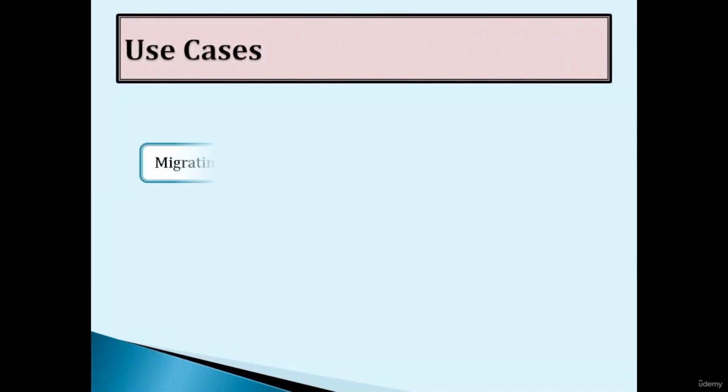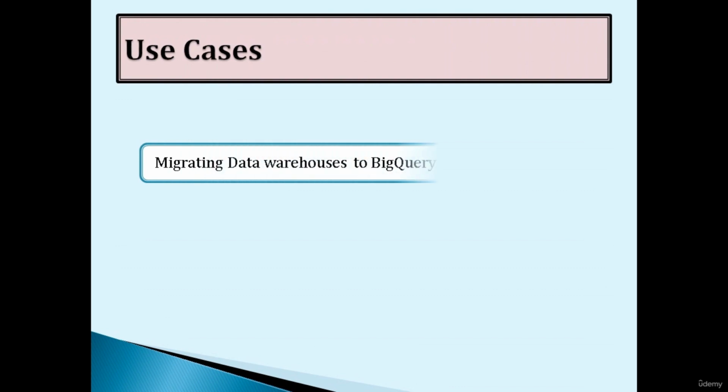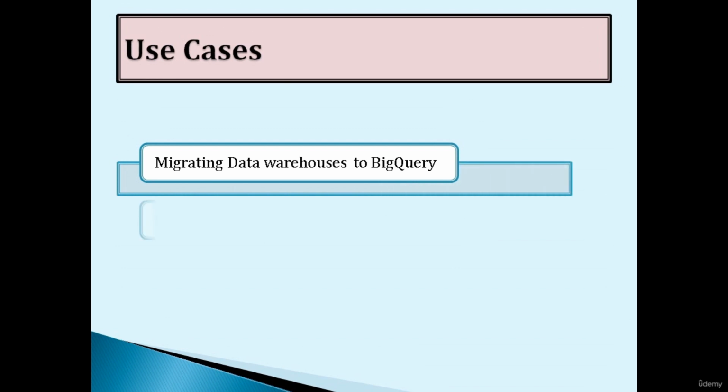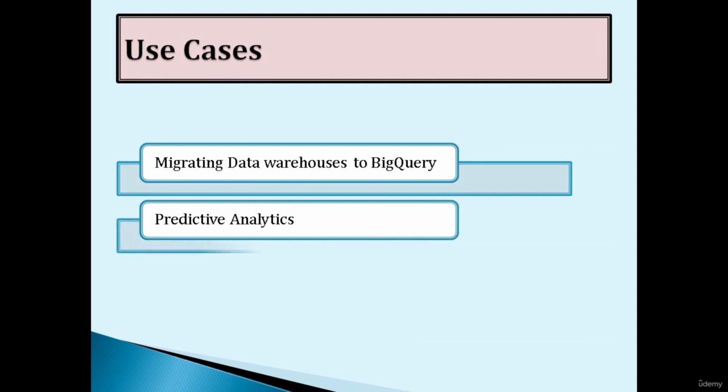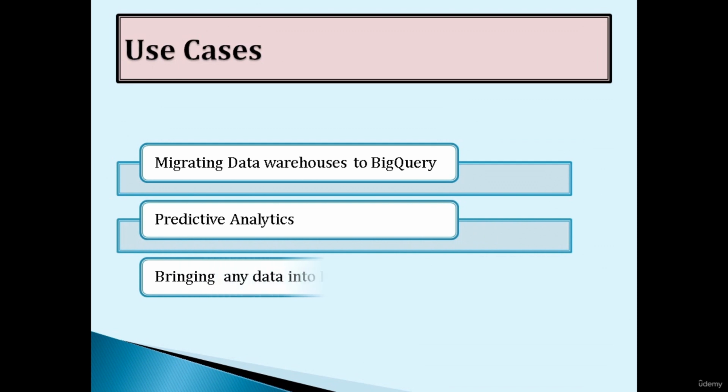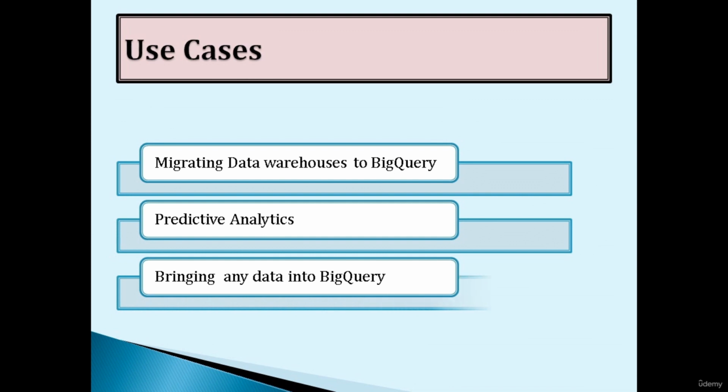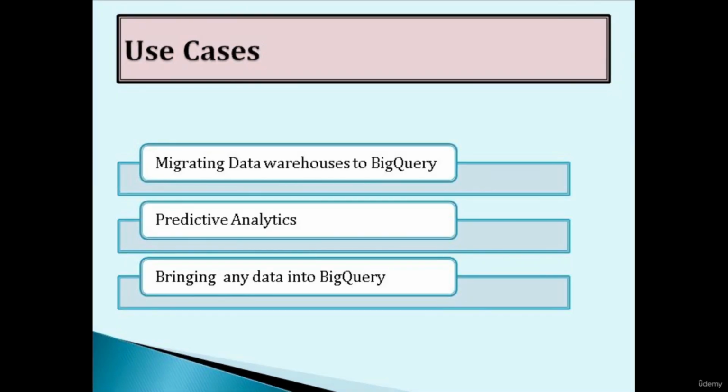Let's now understand some of the use cases for BigQuery. The first one is migrating data warehouses to BigQuery. You can solve for today's analytics demands and seamlessly scale your business by moving to Google Cloud's modern data warehouse. You can also streamline your migration path from Netezza, Oracle, Redshift, Teradata or Snowflake to BigQuery and accelerate your time to insights. And the second use case is predictive analytics.